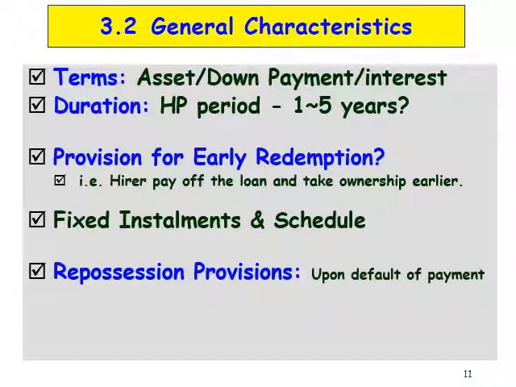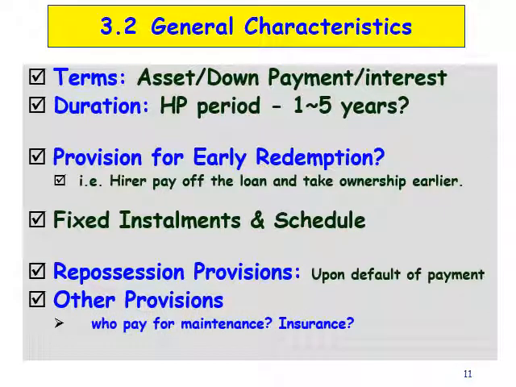Repossession provision upon default of payment. So in case the user can't pay anymore, the owner can take back the asset. And other provisions: who pays for maintenance and the insurance, penalty for late payment, etc.